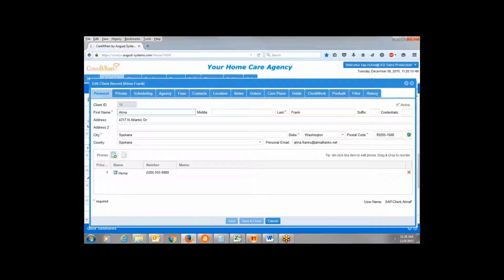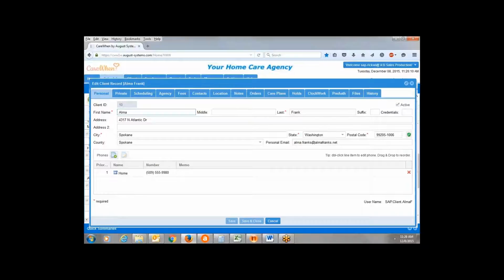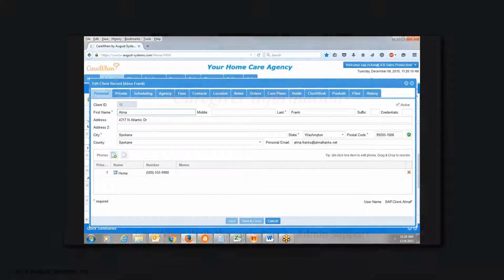Maggie and Bob have no trouble finding exactly what they want despite the volume because the information is organized logically in tabs. If you want to learn more about client information, take a look at the video on client intake. You will find a link to it under References on this page.